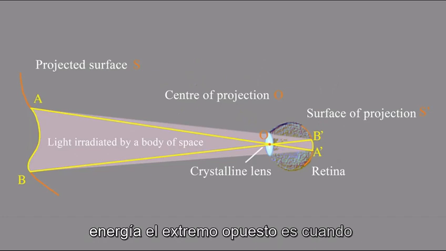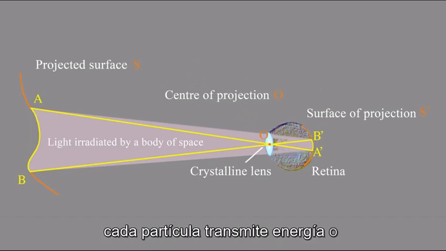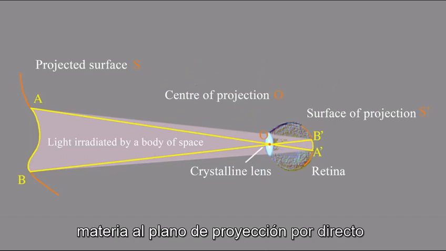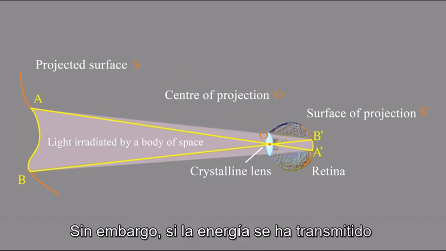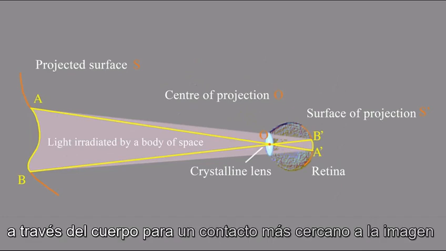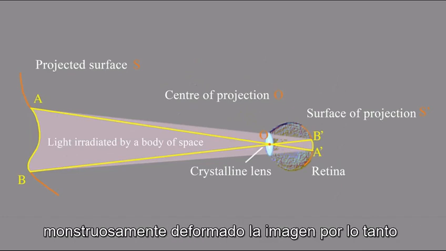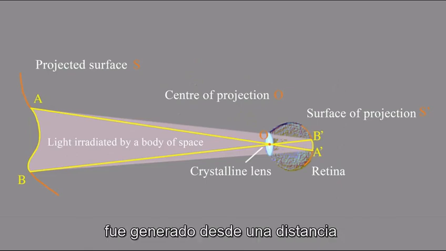The opposite extreme is when every particle transmits energy or matter to the projection plane by direct contact. However, if energy had been transmitted through body-to-cloth contact, the image on the flattened cloth would now appear monstrously deformed. The image, therefore, was generated from a distance.